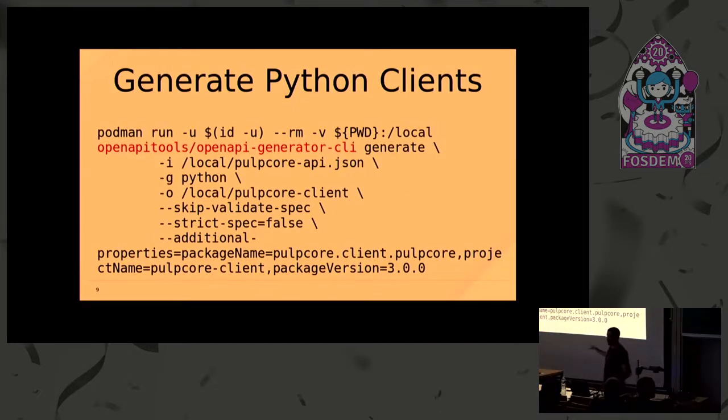So this is the command that I'm using to generate the client. I'm using Podman to run a container that contains inside of it the OpenAPI Generator CLI. This OpenAPI Generator CLI will let us generate the client, first for Pulp Core, then for Pulp File, and then for Pulp Container.